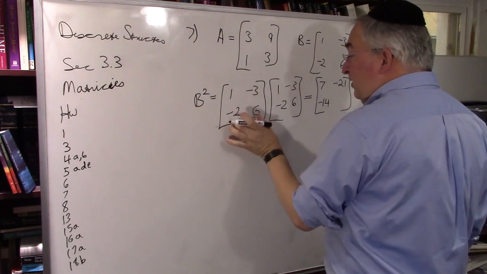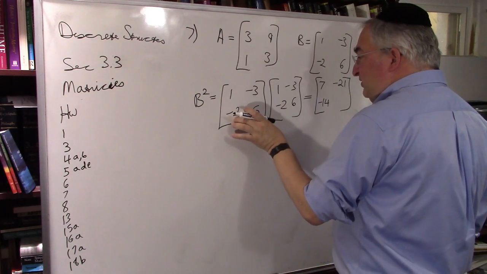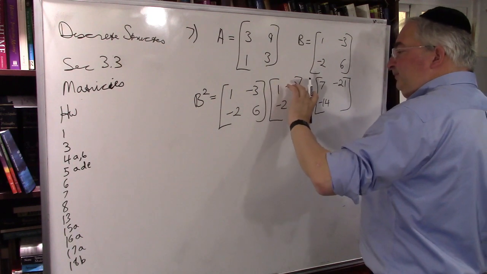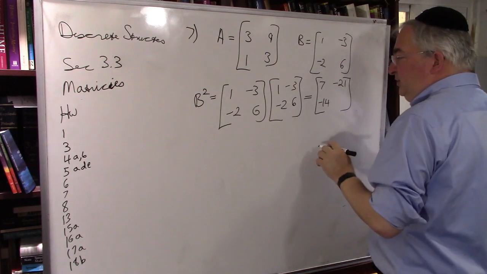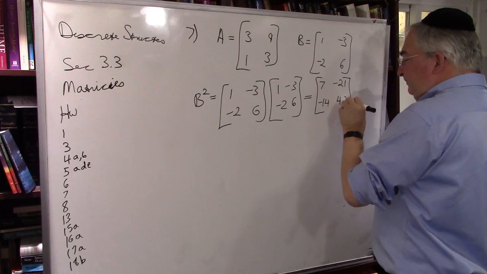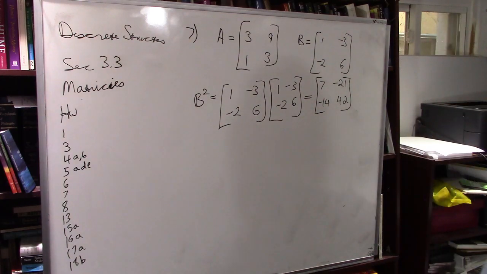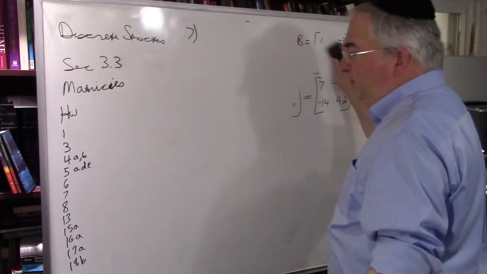And then, oh no, 3 times 9, plus 6 plus 36. 36 plus 6 is 42. Okey-doke. That takes care of that. Okay, number 8.